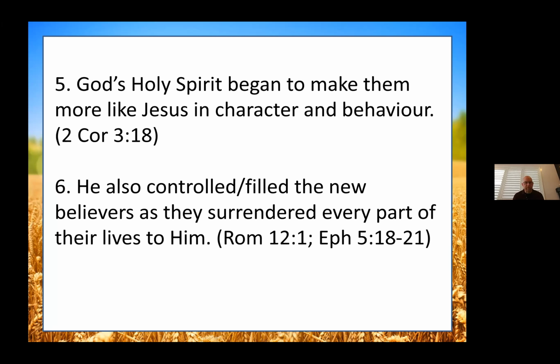And turn with me for a minute to 2 Corinthians chapter 3. And the Apostle Paul here is talking about the work of the Spirit to make us more like Christ. Let me read it. "But we all, with unveiled face, beholding as in a mirror the glory of the Lord, are being transformed into the same image from glory to glory, just as from the Lord, the Spirit."